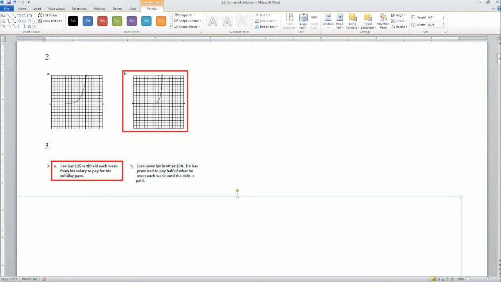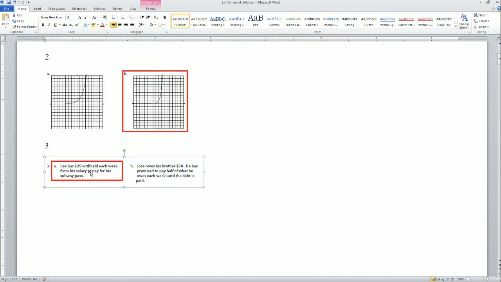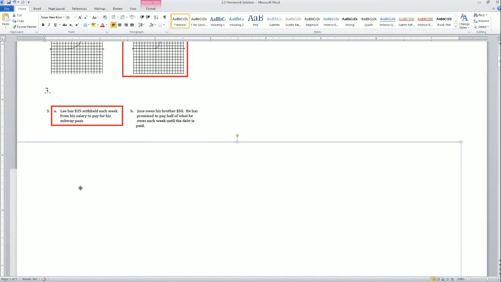3. Lee has $25 withheld from his salary to pay for his subway pass. So this is linearly decreasing 25. Here, he promised to pay back half each week until his debt is paid. So he pays 25 the first day, then he pays what, $12.50, right? Then half of that, which is $6.25, right? Here you're always subtracting 25, so this would be the largest decrease of the slope, right? This would be a steeper slope downwards.